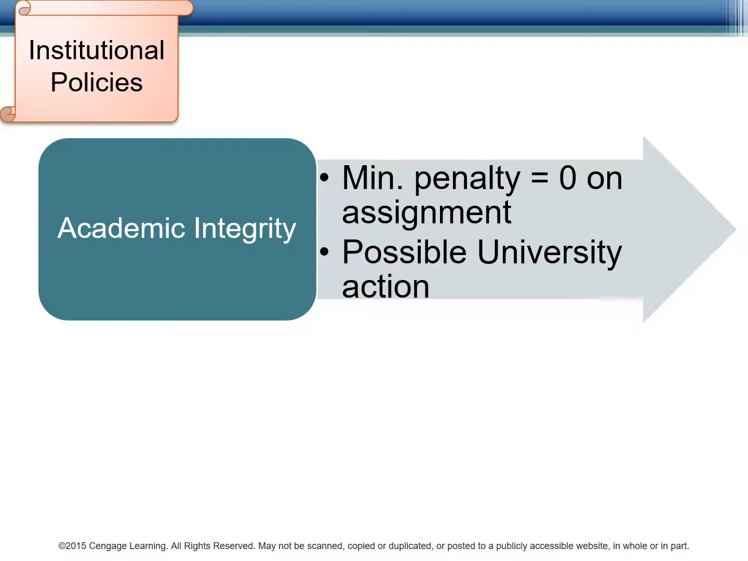In this class, the minimum penalty is a grade of 0 on the assignment in question, and possibly a grade of F in the course, depending on the egregious nature of the offense. Student conduct and academic integrity may become involved, and you could be expelled from the university. If you have questions about giving proper credit, ask me before you turn in the paper. And don't wait until the last minute to submit assignments, or you'll be tempted to use too much of the work of others. I want to see how you interpret what others have said. If I want to know what they say, I'll go and read their article.